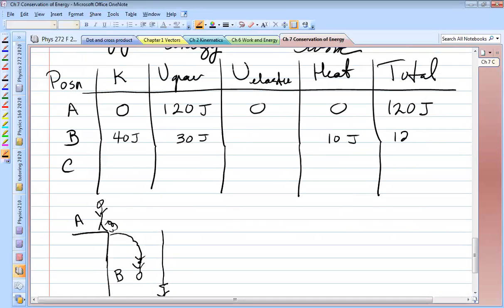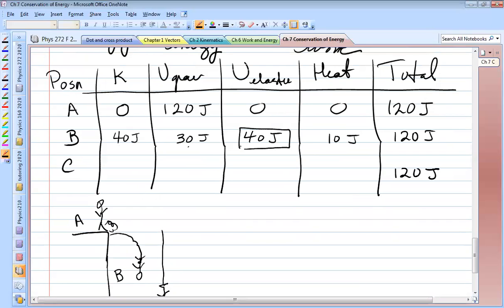Now we know the total is 120. It has to be 120 everywhere, so you can go down this column, 120, 120, 120. Now we go across the row and we see these 4 things have to add to 120. Kinetic is 40, gravity is 30, heat's 10, that equals 80. This must be 40. And that's how you figure out how much elastic energy is stored in the bungee cord.